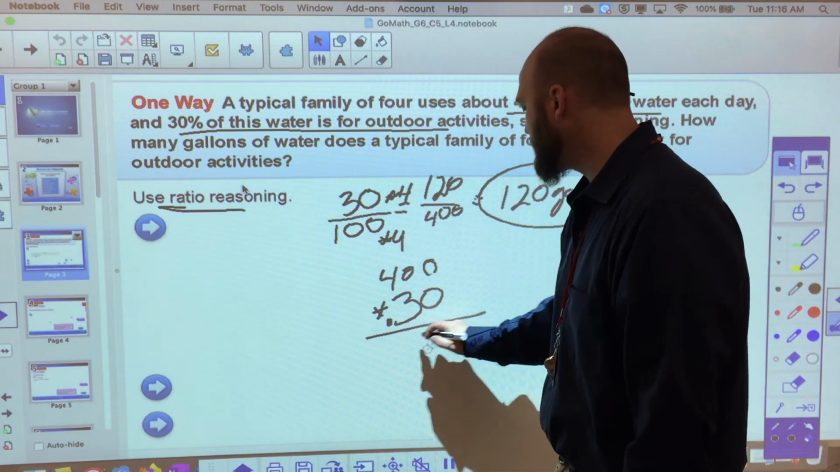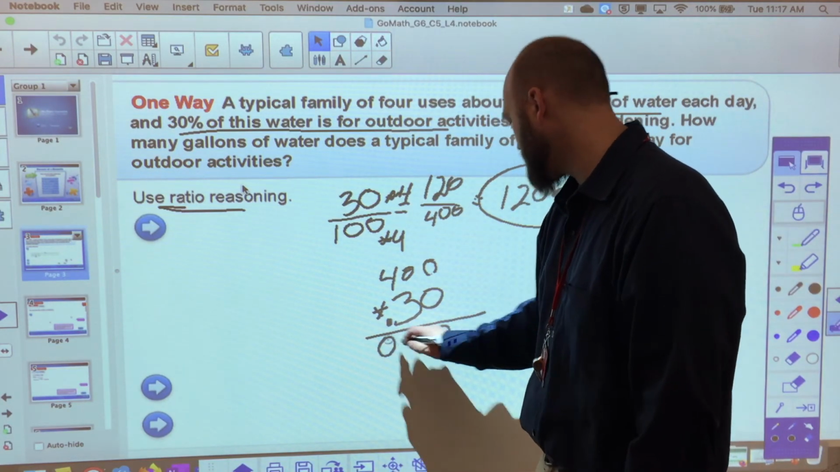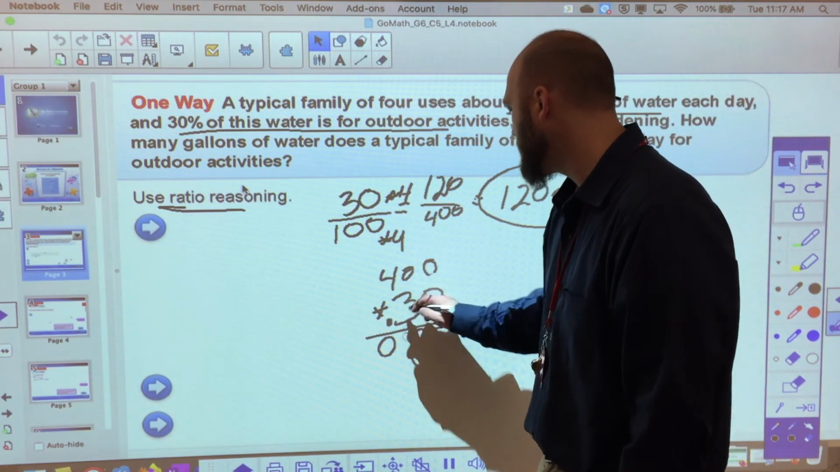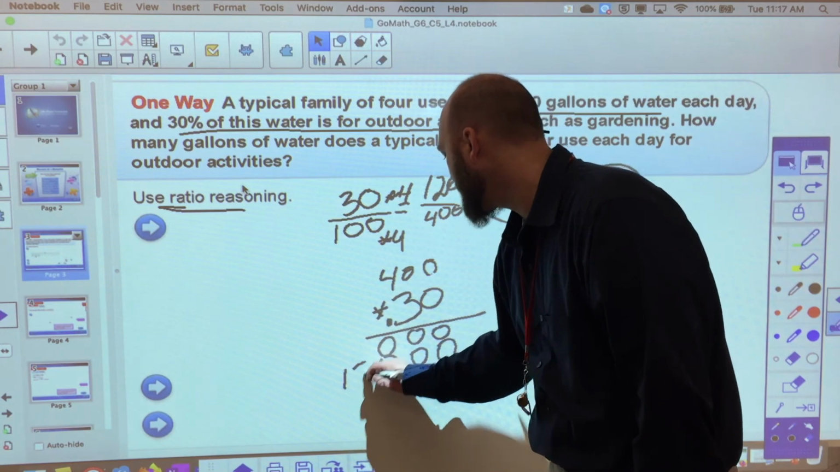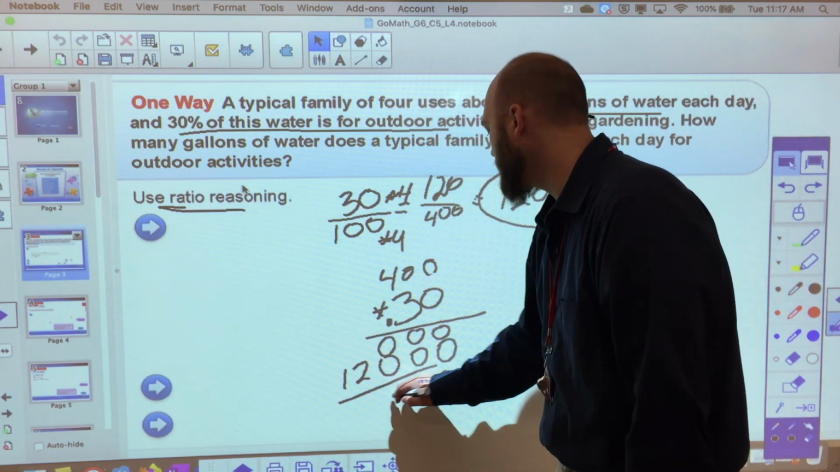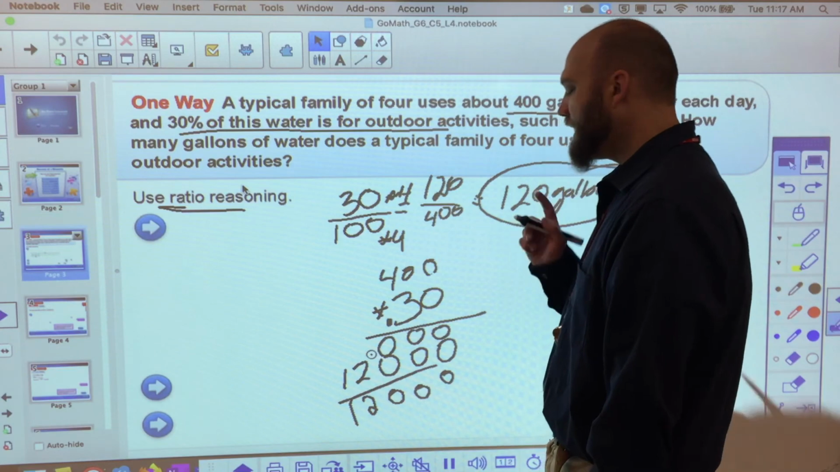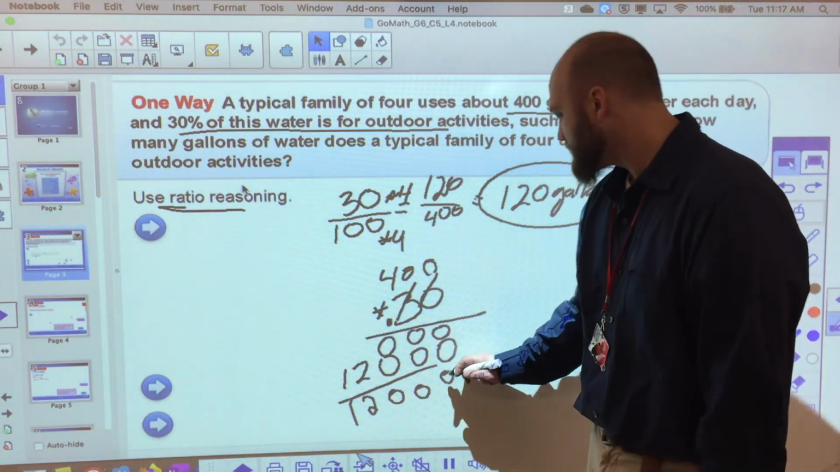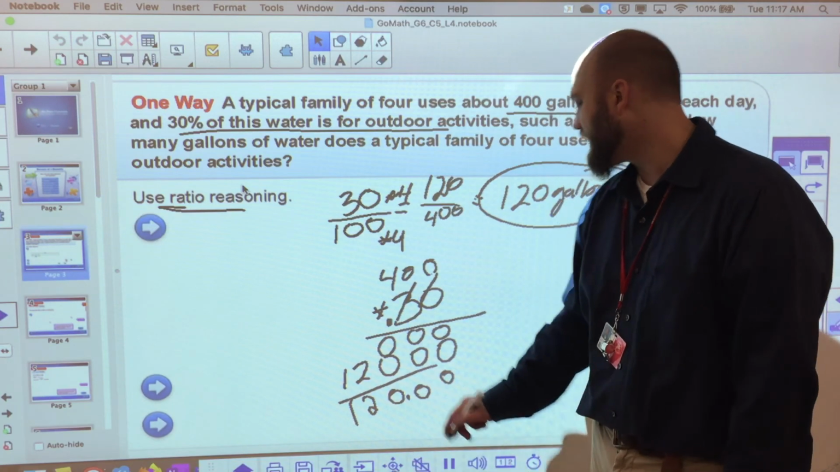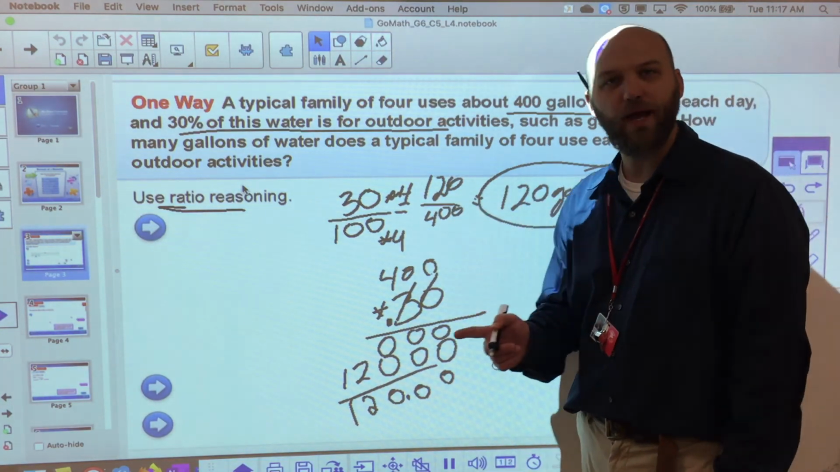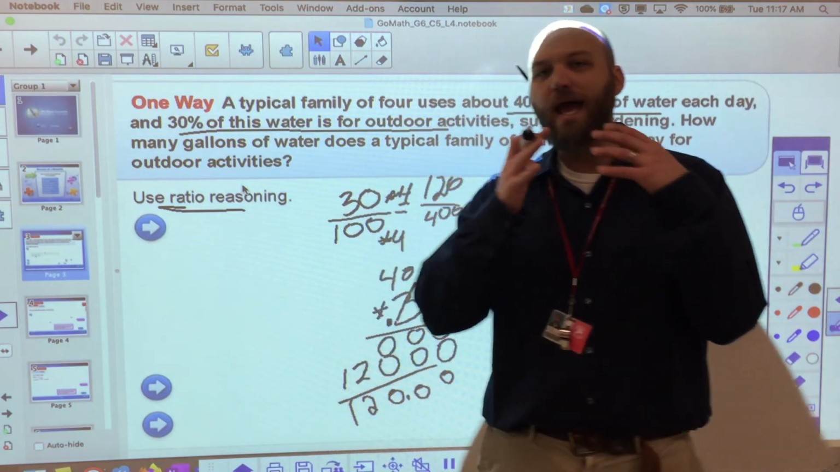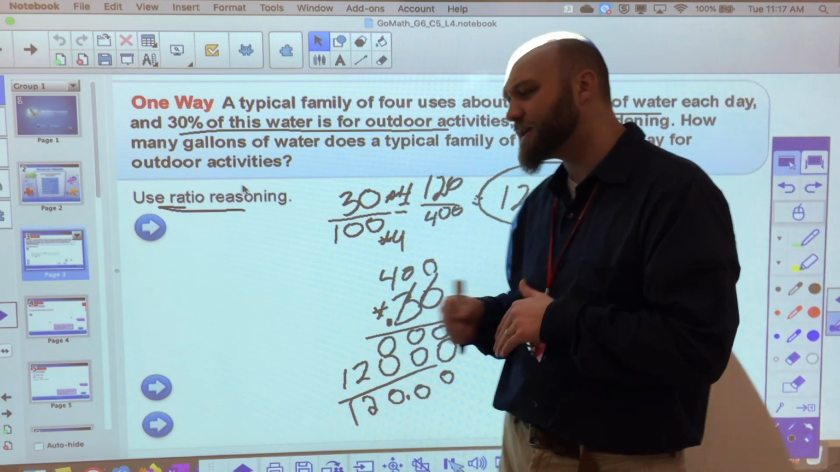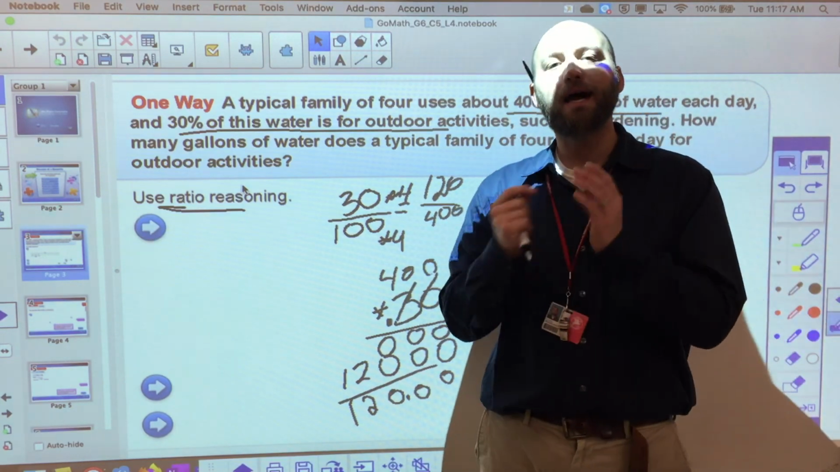In this case, 0 times 0, 0 times 4, and then I'm moving over 1 place, so I have a placeholder here, 3 times 0, 3 times 0, 3 times 4, 0, 0, 0, 2, 1. And we know that 12,000 is not the answer, but I know I have 2 digits to the right of the decimal in my problem, so I'm going to have 2 in my answer, and I get 120. You can see I have 120 either way. Whether I'm treating my percent as a ratio or a fraction and finding my equivalent, or I'm treating it as a decimal and just multiplying, I can get the same answer.